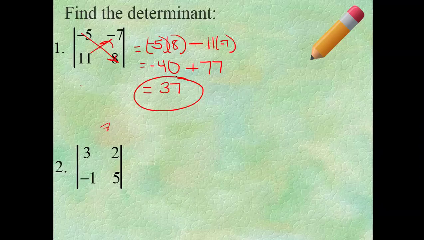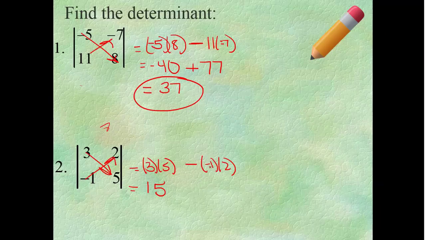Let's try it again. I have the matrix 3, 2, -1, and 5. So this way, 3 times 5, minus that way, -1 times 2. So 3 times 5 is 15. -1 times 2 is -2, but I'm subtracting, right? So it would be 15 plus 2, which is 17. So my matrix's determinant is 17.